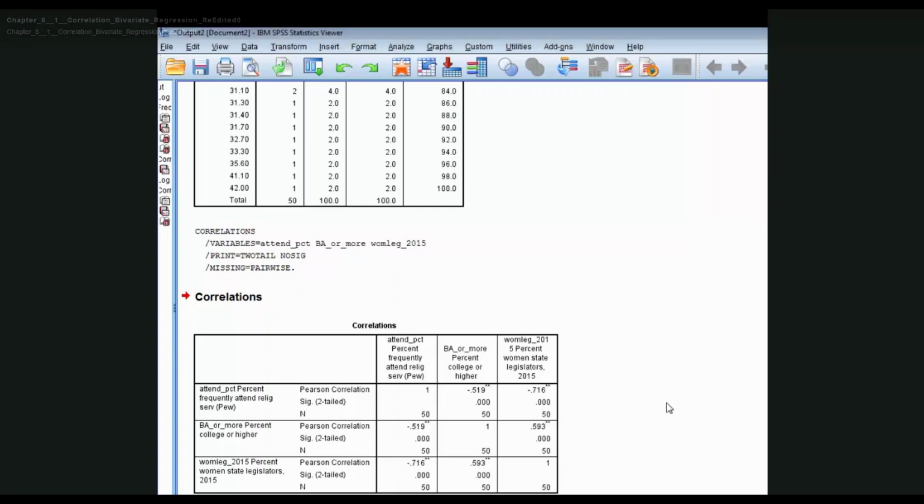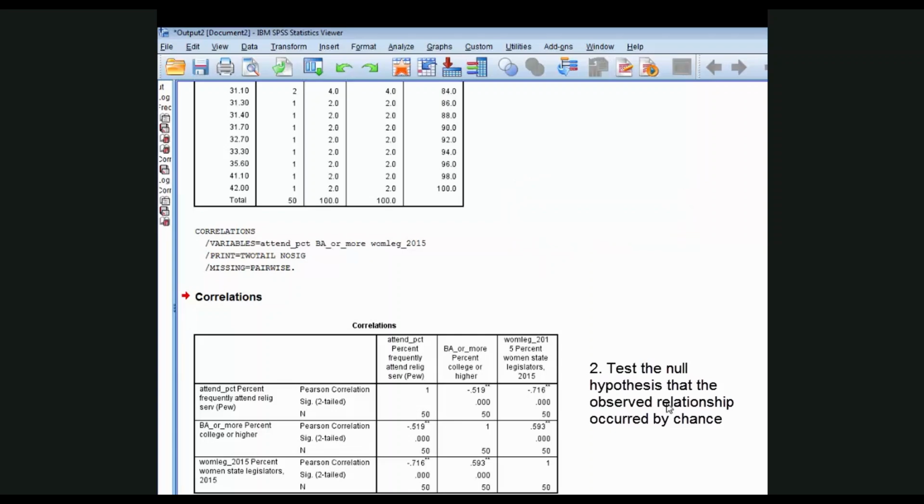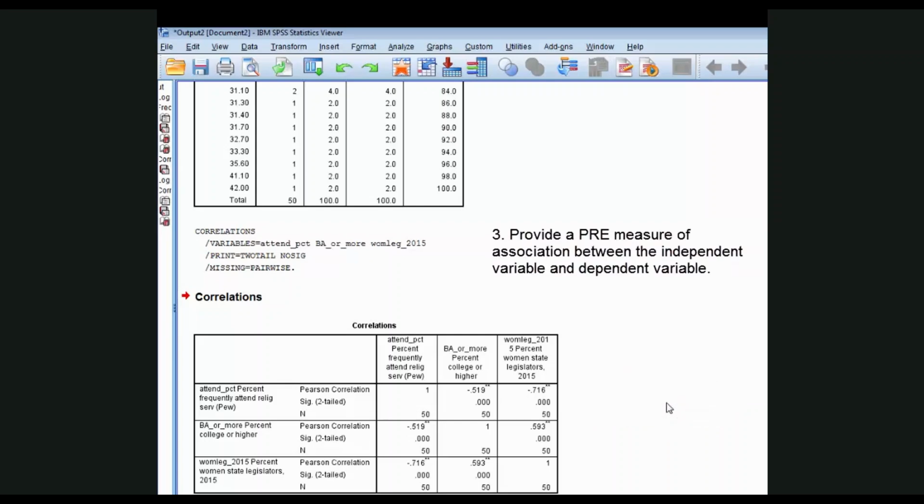Now, why regression? Regression is more powerful than correlation because it allows us to model or investigate causal relationships, relationships where we think one independent variable is a cause of a dependent variable. Regression analysis will, one, reveal the precise nature of the relationship between the independent variable and the dependent variable; two, test the null hypothesis that the observed relationship occurred by chance; and three, provide a PRE measure of association between the independent variable and the dependent variable.